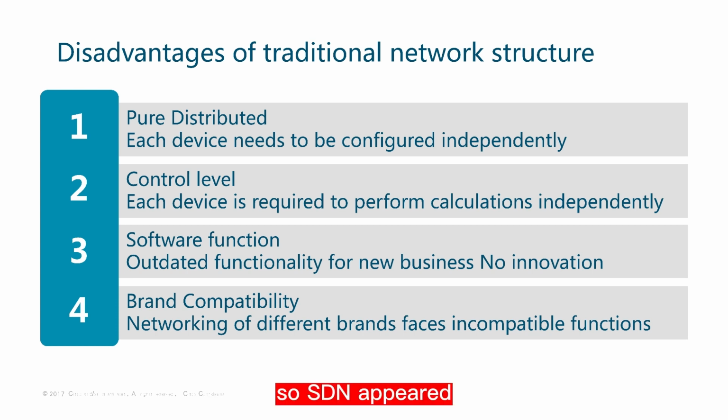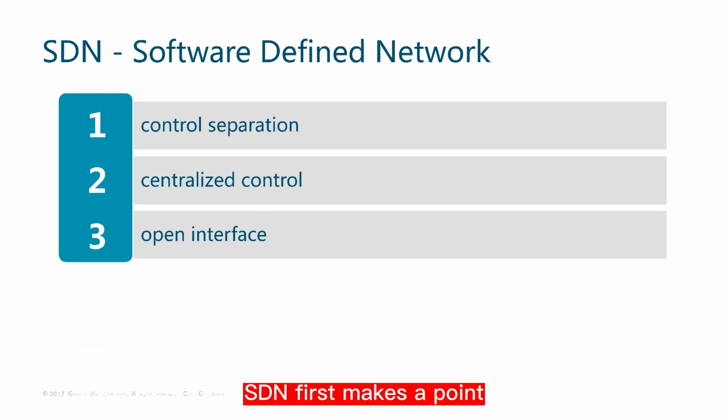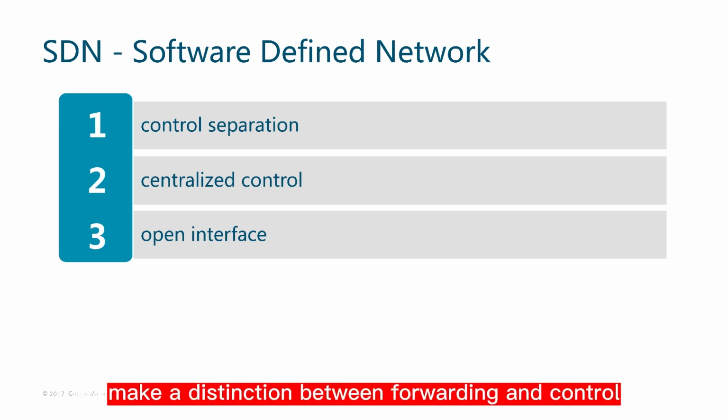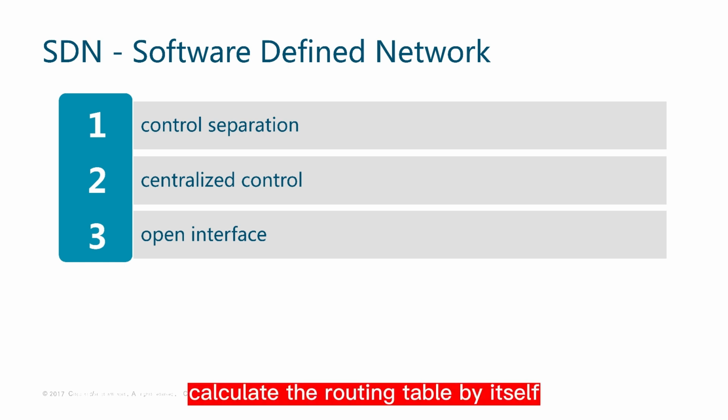So SDN appeared. It is specially designed to solve the problems we just mentioned. SDN first makes a point: forwarding control separation. Control is really computing. It is the calculation I just told you. It actually means forwarding control separation is making a distinction between forwarding and control. Forwarding is forwarding. Calculation is calculation. As a router, in the future, it does not need to calculate the routing table by itself to complete data forwarding. It is only responsible for forwarding.